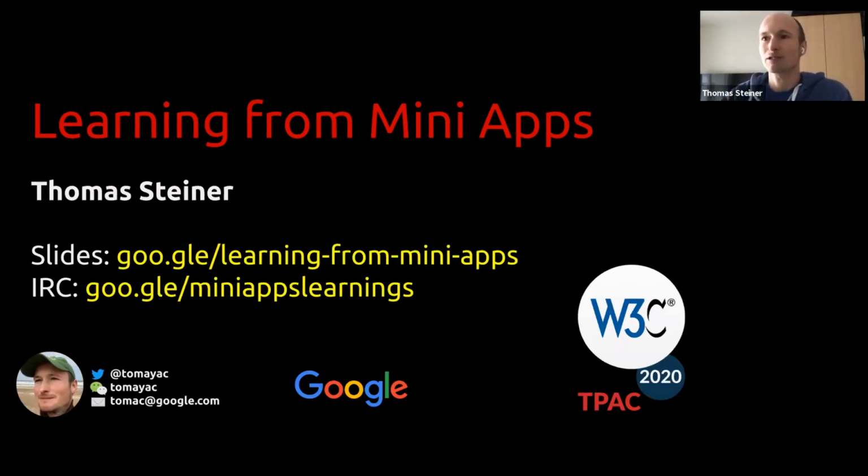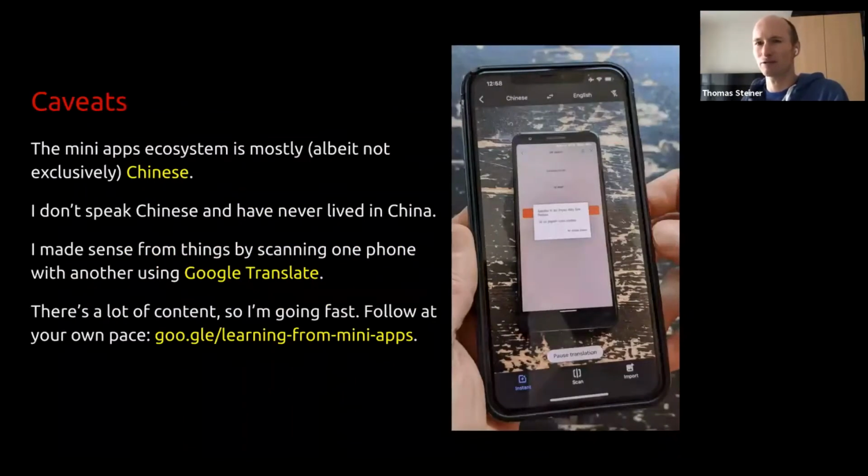All right, with that, let's get started with a couple of caveats. First of all, the mini apps ecosystem is mostly, but not exclusively Chinese, and I don't speak Chinese, and I've never lived in China. So whatever I tell you, I've learned by scanning one screen with another screen and using Google Translate. So if there's anything wrong, don't believe me. Check for yourself with a Chinese speaker. But that being said, I believe I fairly accurately understood what's going on. And there's a lot of content, so I'm going fast. But you have the slides link, so you can follow along at home.